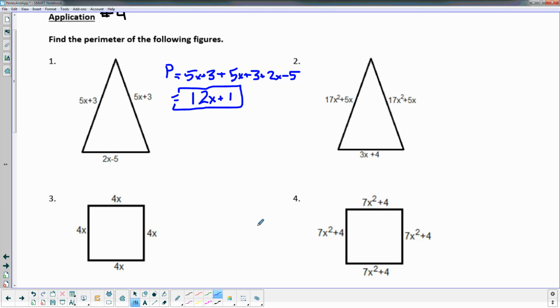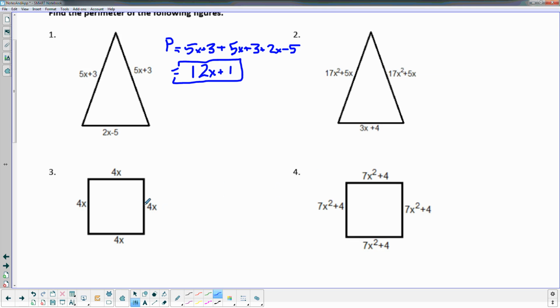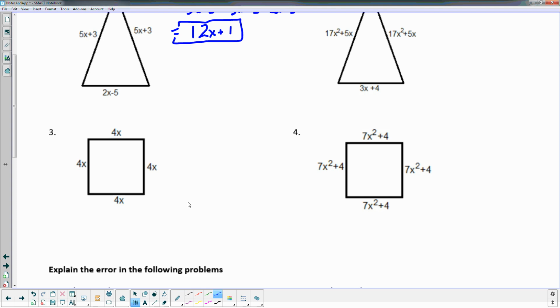Second one, pretty similar. In fact, all 4 of these are about the same, and that's about all I'm going to say about those. Okay, those are pretty straightforward. These 2 are triangles, these 2 are squares. Add up the 3 or 4 sides that you're given and just combine the things that are like terms. So if you have x's, you have x's. If you have numbers, you have numbers. If you have x squareds, you have x squareds.